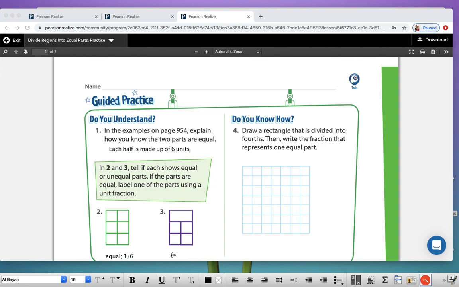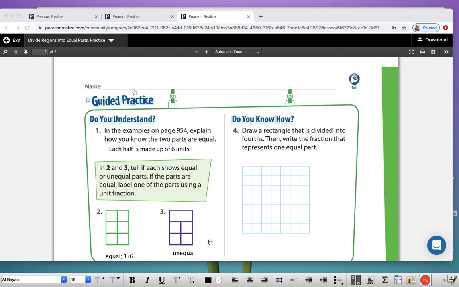Let's look at number 3. Let's look at our parts here. Look at this part. Do these parts look equal to you? No, they are unequal. So we're going to type or write unequal. So we cannot write a fraction for this because they are not equal parts.